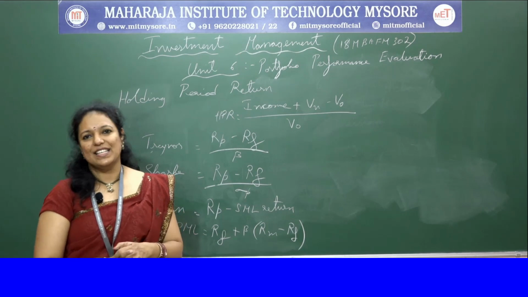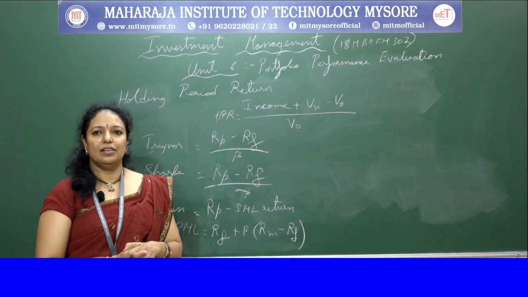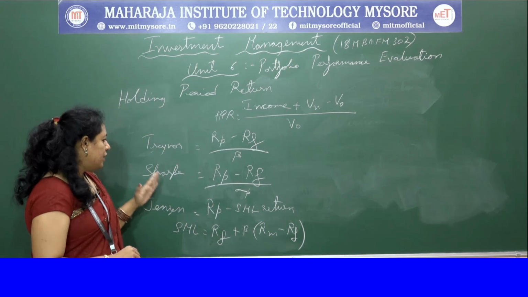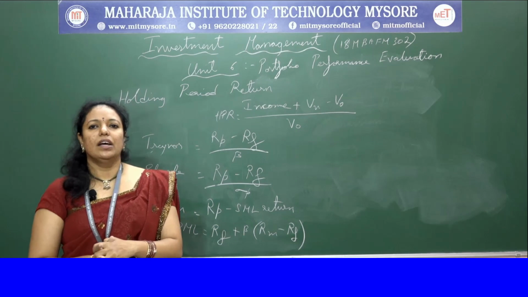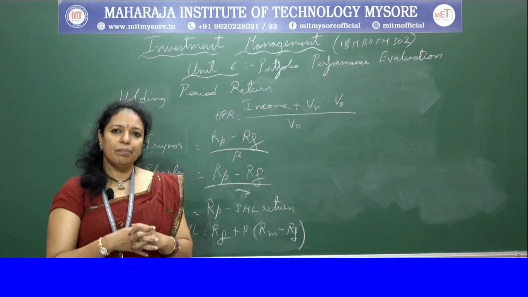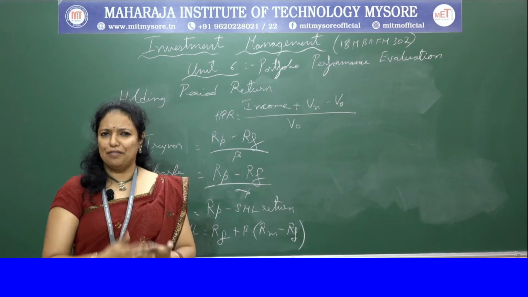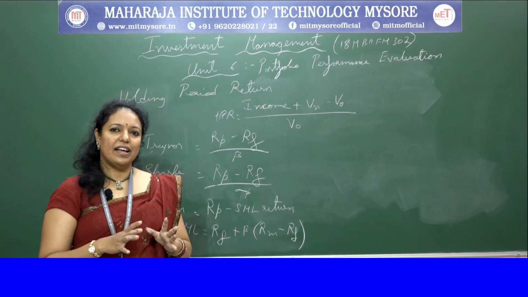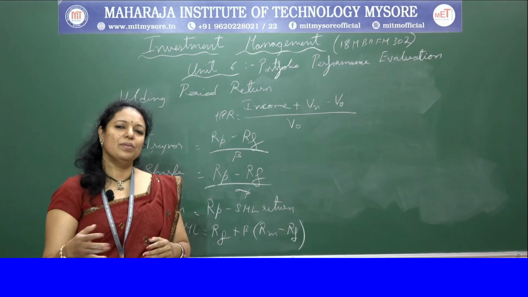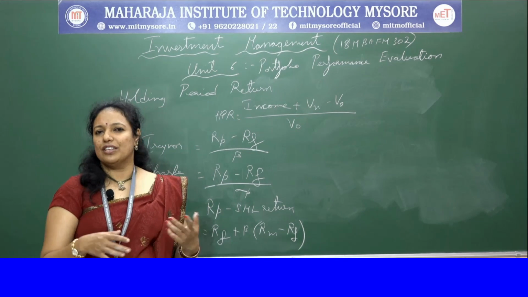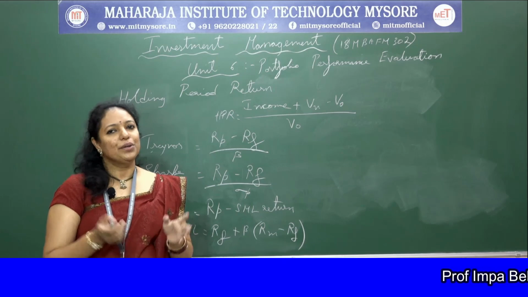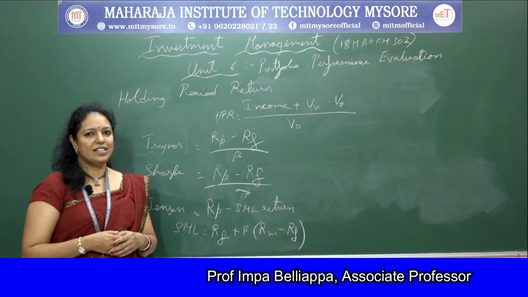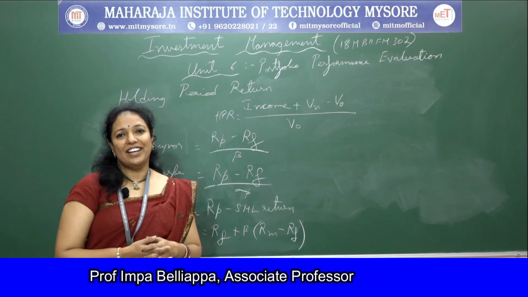In the next class, we'll be doing various problems on Treynor, Sharpe and Jensen. This is one of the important problems which will definitely come in your exams. It is quite easy, they give similar types of problems every year. So if you just solve around 5 to 6 problems, you will get an idea how to solve Sharpe, Treynor and Jensen. It's just substitution of values and it is very easy.